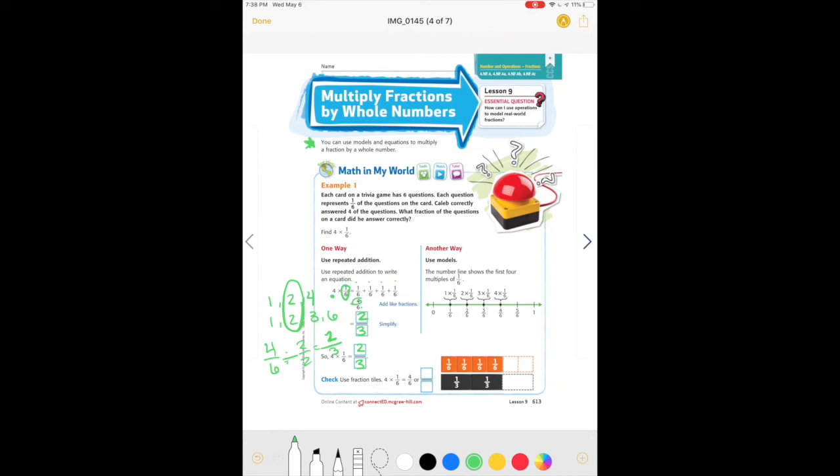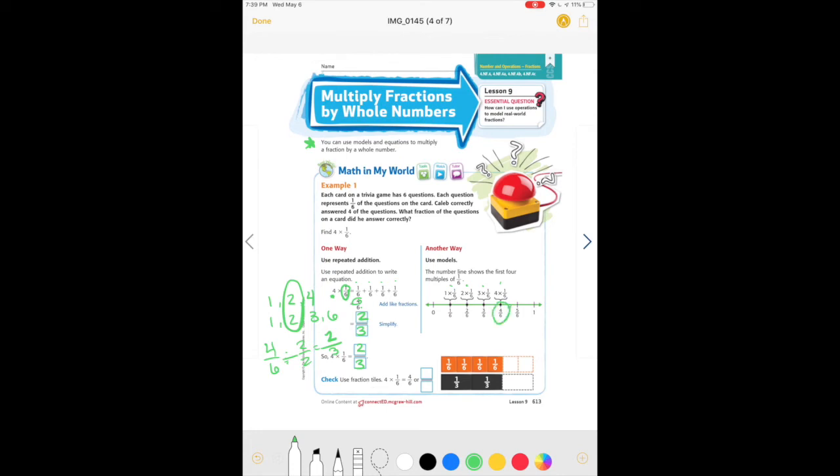Another way is you can use models. The number line shows the first 4 multiples of 1/6. So they have a number line and they divided it into 6 pieces and labeled them. And they went 1 times 1/6, 2 times 1/6, 3 times 1/6, 4 times 1/6, and we landed on 4/6.